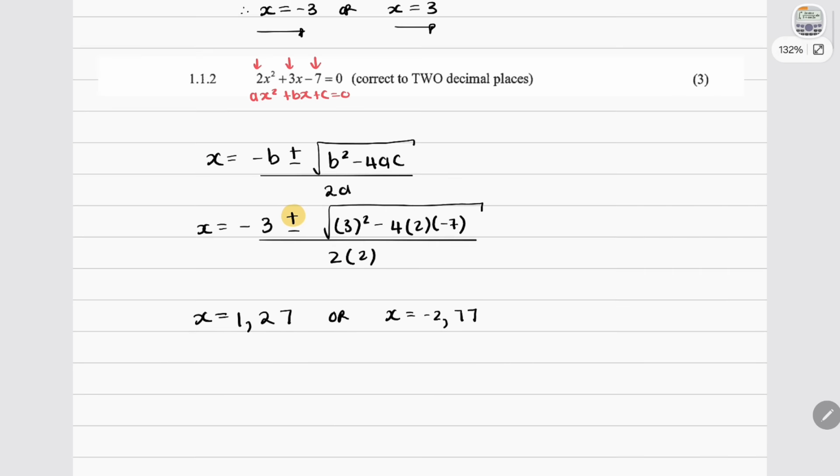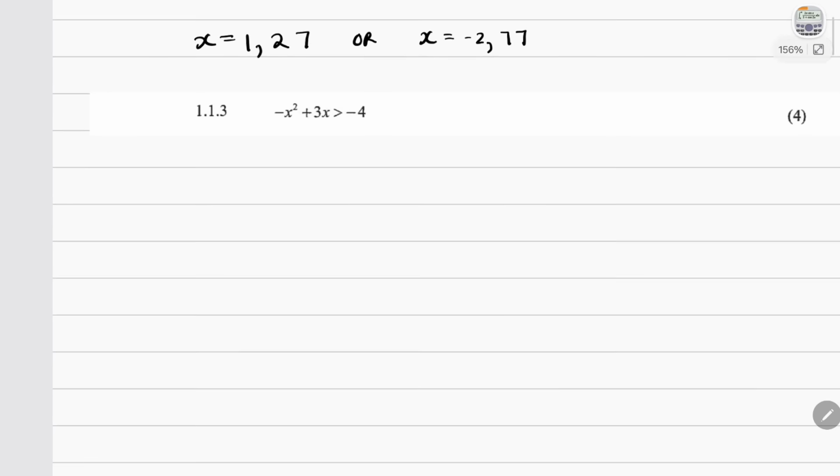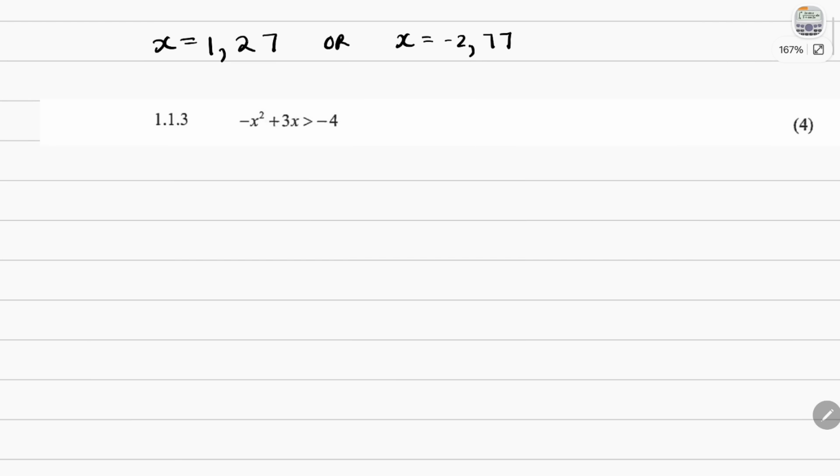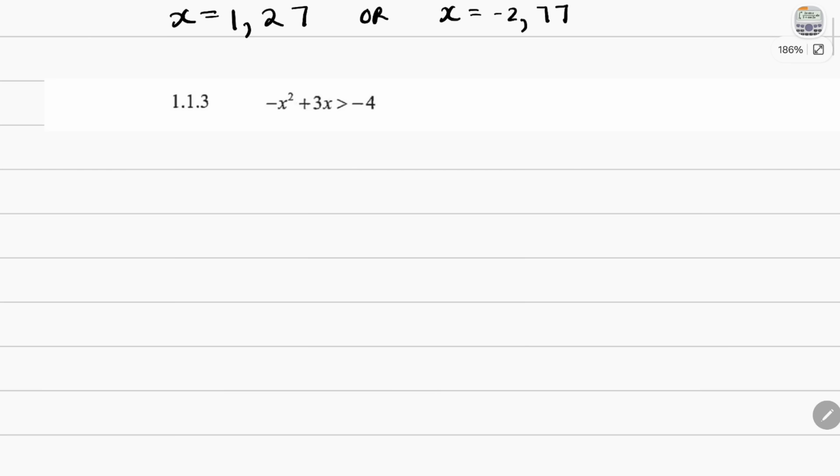And these are our answers. Moving on to the next question. Okay, the next question, 1.1.3, for 4 marks, we have to solve for x in this quadratic inequality.